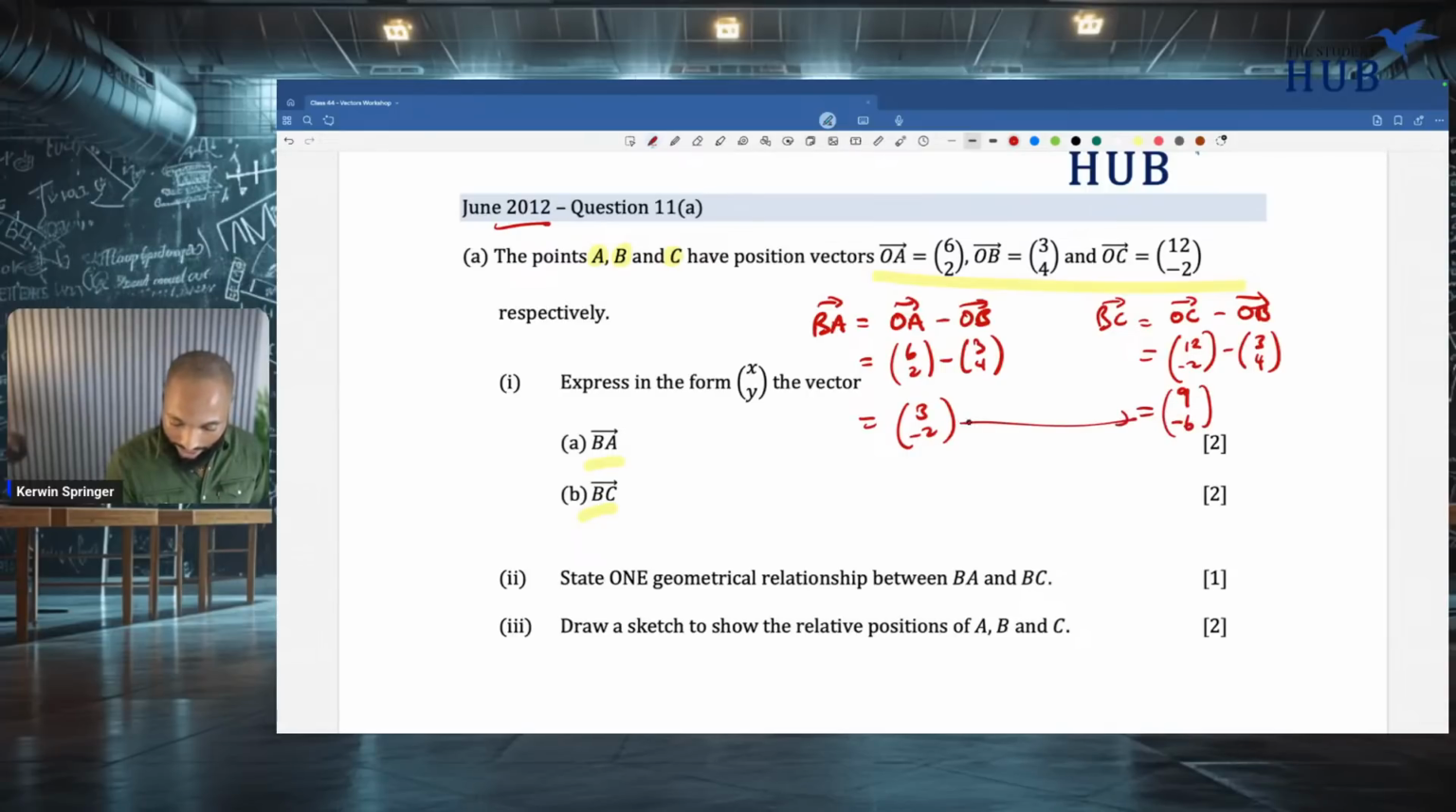Now I see a pattern here. How many of you have seen there's a little relationship here? Seeing the 3 to the 9, the 2 to the 6. Are we seeing it, class? What does that mean about those two vectors?